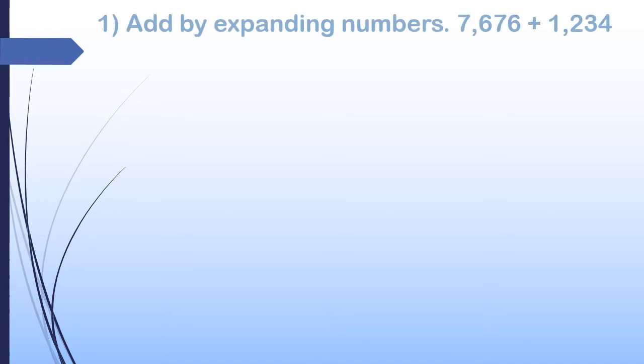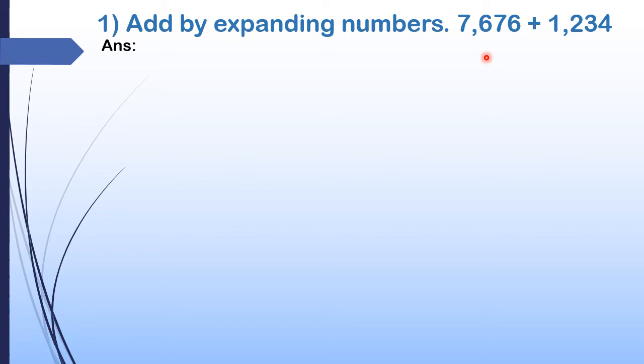Okay. Now we will do one example. Add by expanding numbers. 7,676 plus 1,234. Okay, so these numbers are called addend. A-D-D-E-N-D. Addend is nothing but a number which is added to another number. A number which is added to another number is called an addend. Okay, now tell me, what is the first step to add these numbers by expanding numbers?